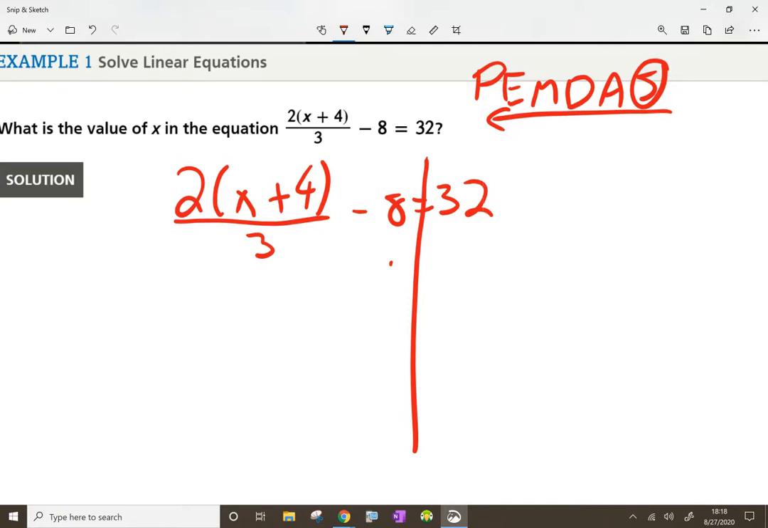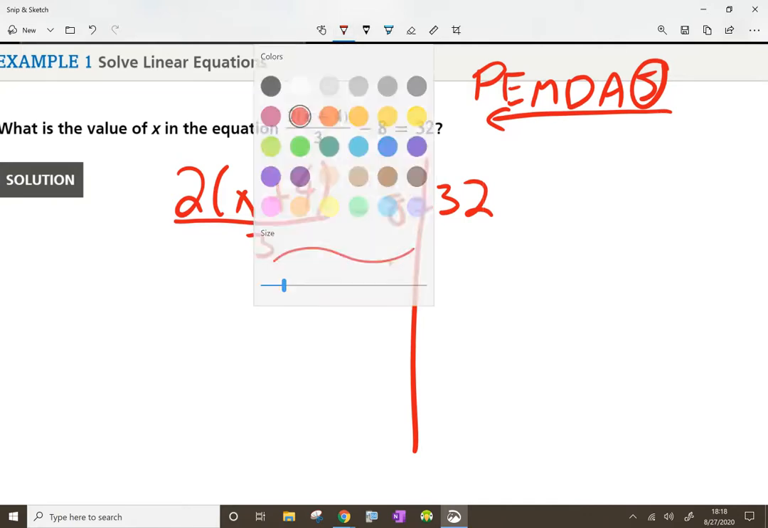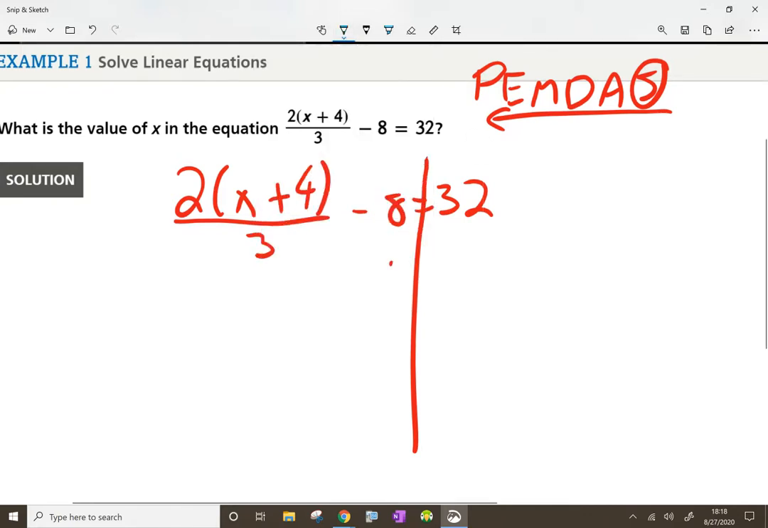Let me use a different color here. I'm going to add 8 to the left side of the equal sign and to the right side of the equal sign. Remember, equals means balanced. So whatever's on the left side has to be balanced with whatever's on the right side. So if I add 8 to the left side, then I would also have to add 8 to the right side, just so everything remains in that balance.